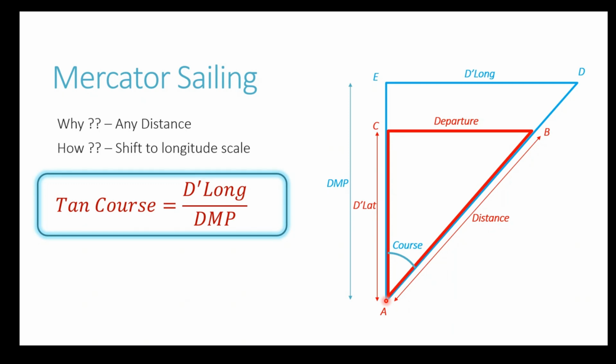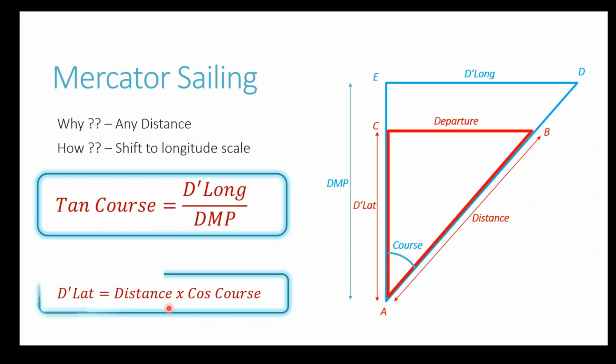For calculating the distance, we go back to the plain sailing formula, that is D lat equals distance cos course. Once the course is calculated using the Mercator formula, the course is input in the plain sailing formula here. We know the D lat between the two positions, since the initial and final latitudes are known, and putting these two values, the distance can be calculated. So the plain sailing formula for D lat is used to calculate the distance.